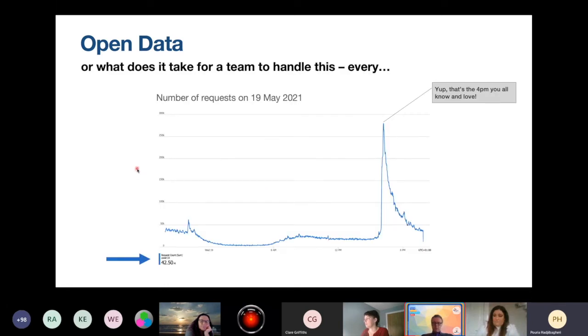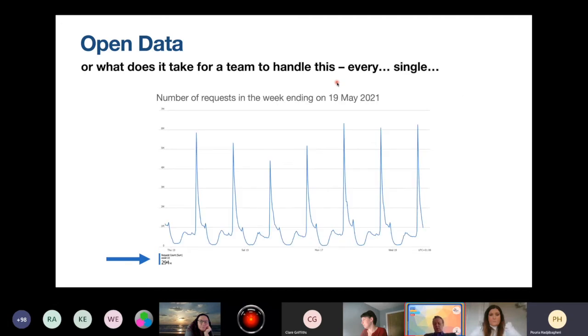So what does it take for a team to handle this? So this is nearly 300,000 requests against the website per minute. This is from yesterday. This aggregation is showing you per minute. 42 million over 24 hours. So when I say what does it take, what does it take to handle this every single day?